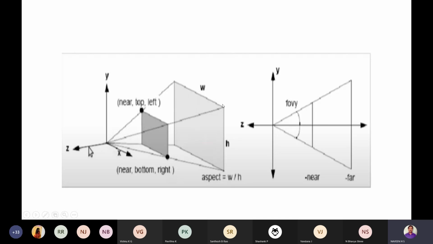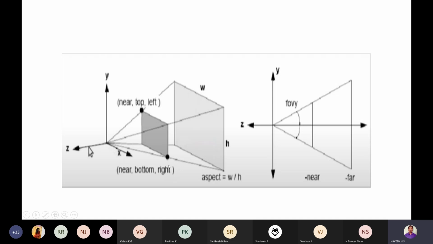Front view, the front side, and this will be the back side. This will be the front, whatever the user is going to observe, and this will be the width and this will be the height. And how are you going to calculate the aspect ratio? W divided by H, width divided by height. That will give the aspect ratio. So aspect ratio equals W divided by H.